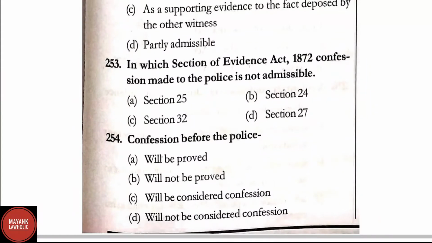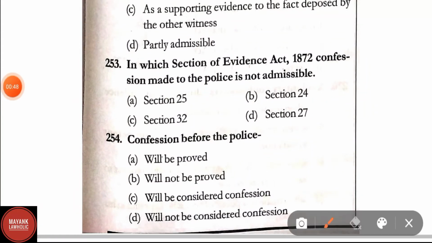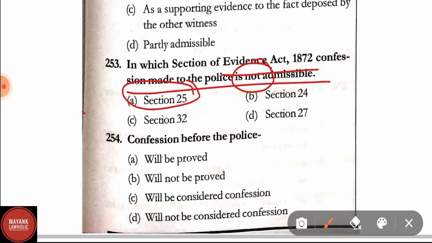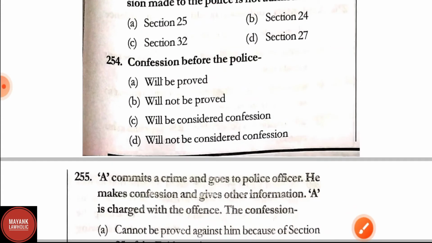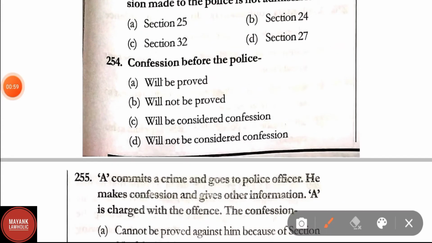Question number 253. In which section of Evidence Act 1872 is a confession made to the police not admissible? Correct answer is option A, that is section 25. Confession made to a police is not admissible. Question number 254. Confession before police will be proved, will not be proved, will be considered confession, will not be considered confession. Here correct answer is option B, that is will not be proved.